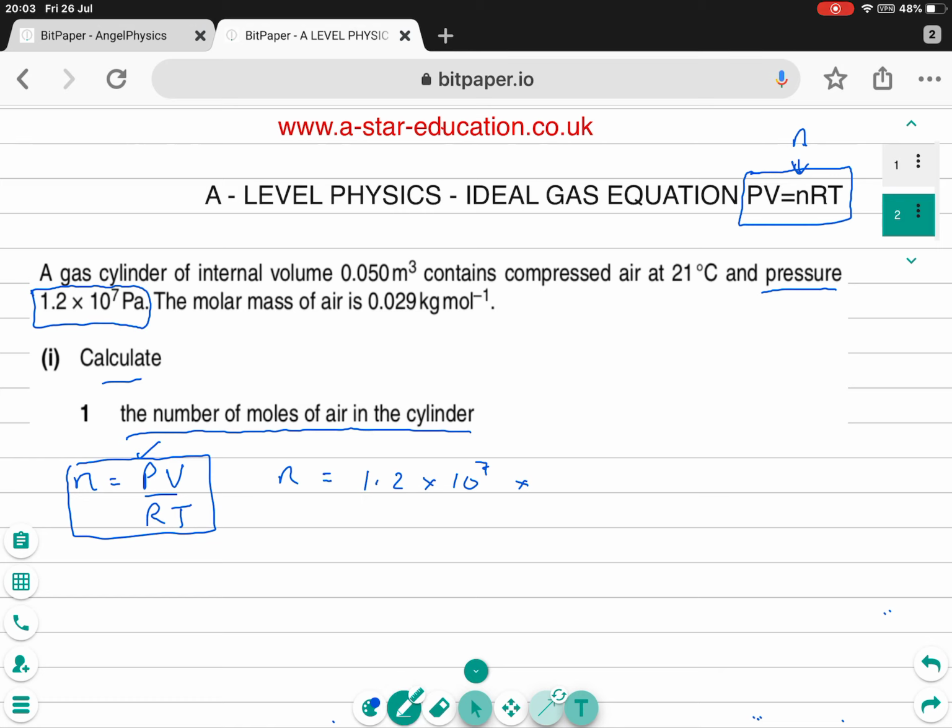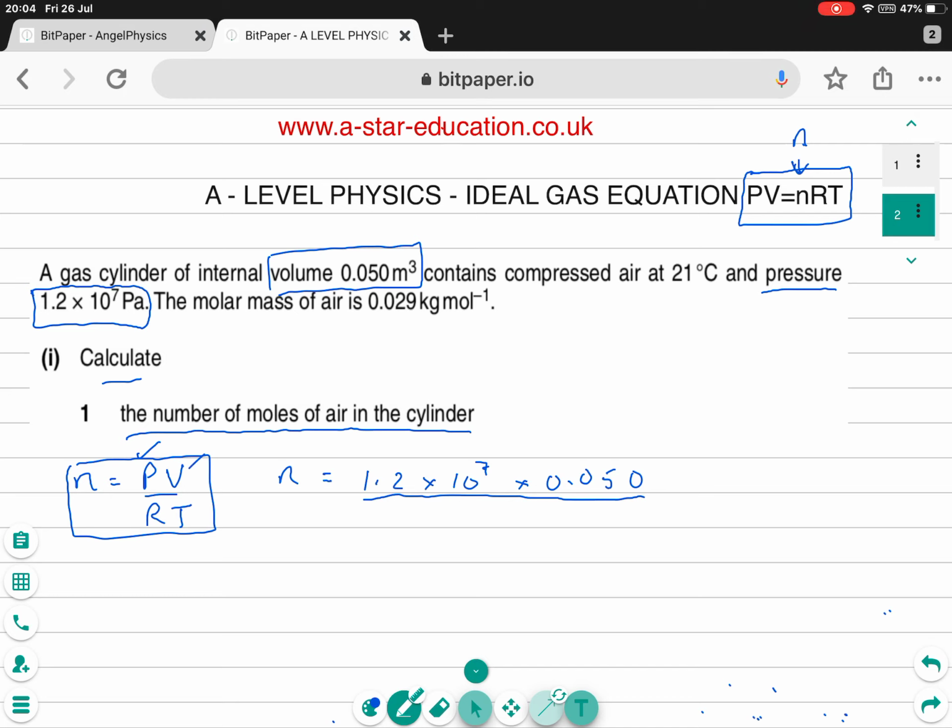The next thing we need to identify is the volume, V. If we look carefully, the volume in the question is 0.050 meters cubed. So that's the volume, and let's put that in our equation as well: 0.050. Then we need the dividing line.